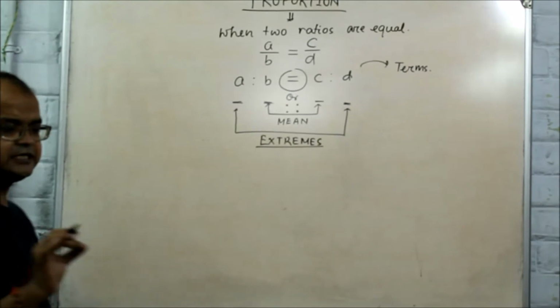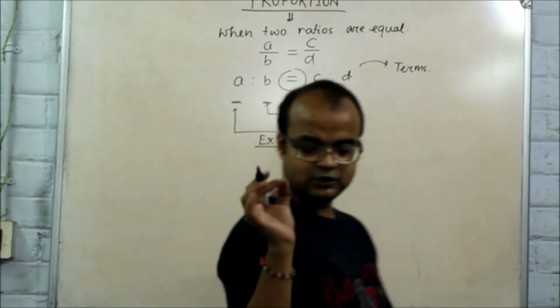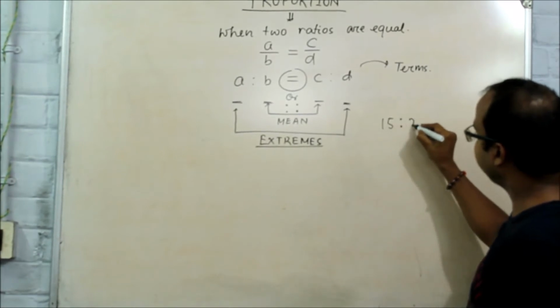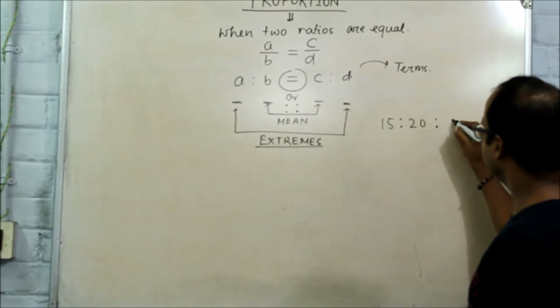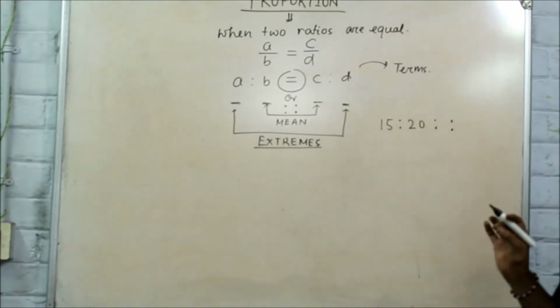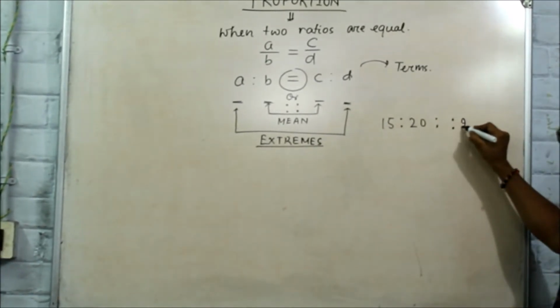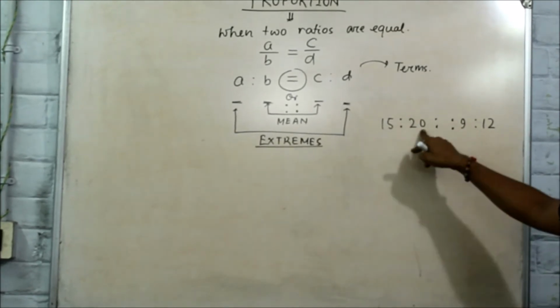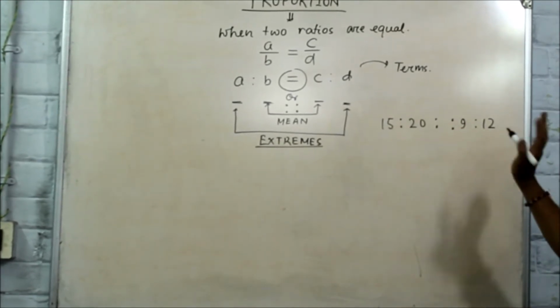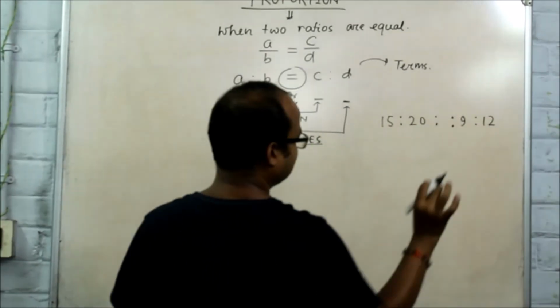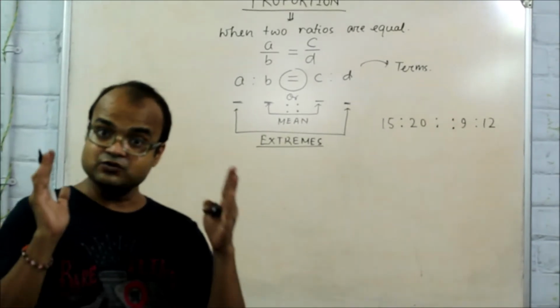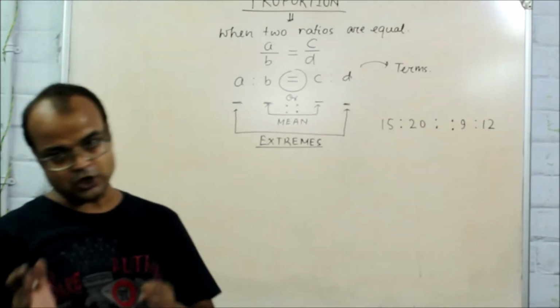Now let us take one example. For example, 15 is to 20 is proportional to 9 is to 12. First take 15 is to 20. It is equal to 3 is to 4. This is also equal to 3 is to 4. So they are in proportion. Now how will you check whether a relation is in proportion or not?